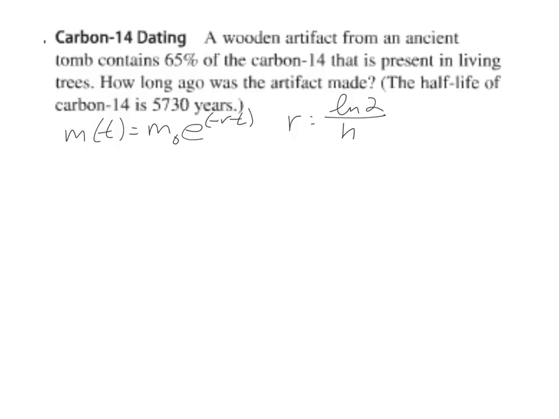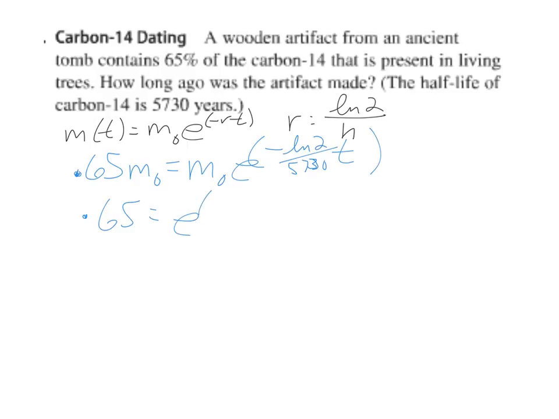A wooden artifact from an ancient tomb contains 65% of the carbon-14 that is present in living trees. How long ago was the artifact made? The half-life of carbon-14 is 5,730 years. So the 65% is how much is left, and that's what m of t is, how much you end up with. So it's 0.65 of the original, m naught, equals m naught e to the negative, and then r is the natural log of 2 over h. For this problem it's 5730 times t. So divide out the m naughts.